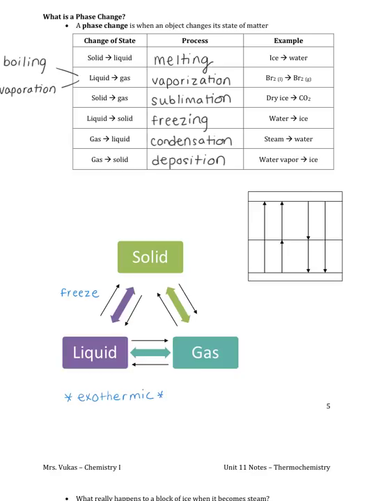Going from a gas to a solid would be exothermic because it's getting colder, and that one is deposition. And then the last one, when you're going from a gas to a liquid, that's also going to be exothermic because it's losing heat, and that is going to be condensing or condensation.